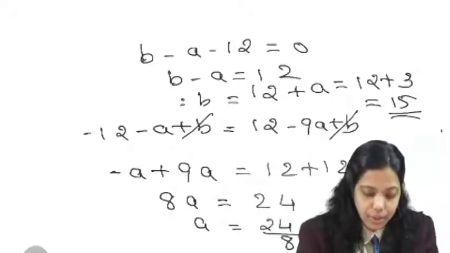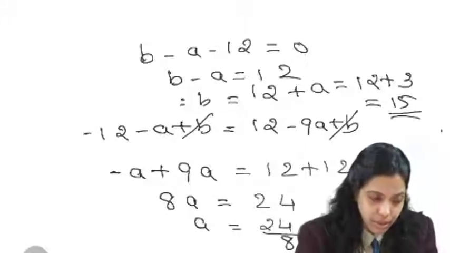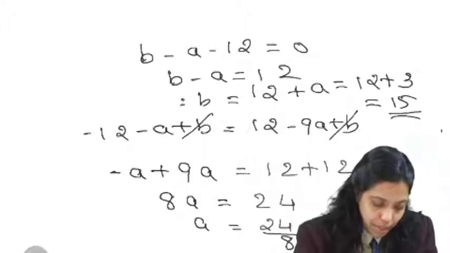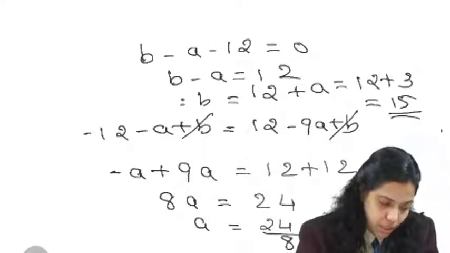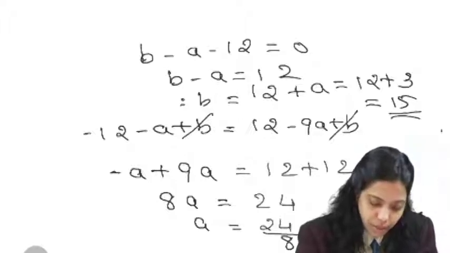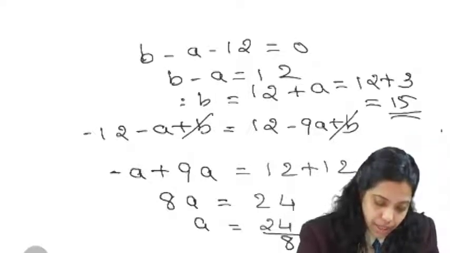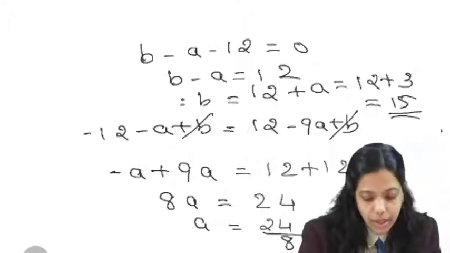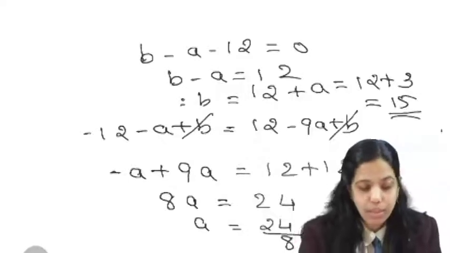Now we can substitute that value back. From the first equation we got b minus a minus 12 equal to 0, so we can say that b minus a equal to 12. So what is b? b equal to 12 plus a, that means 12 plus 3, it is equal to 15. So we got the values of a and b: a equal to 3 and b equal to 15.